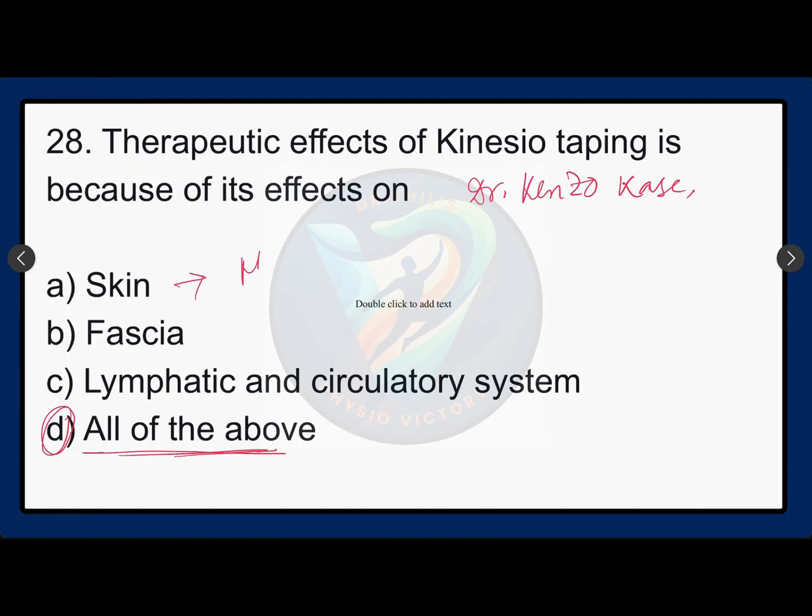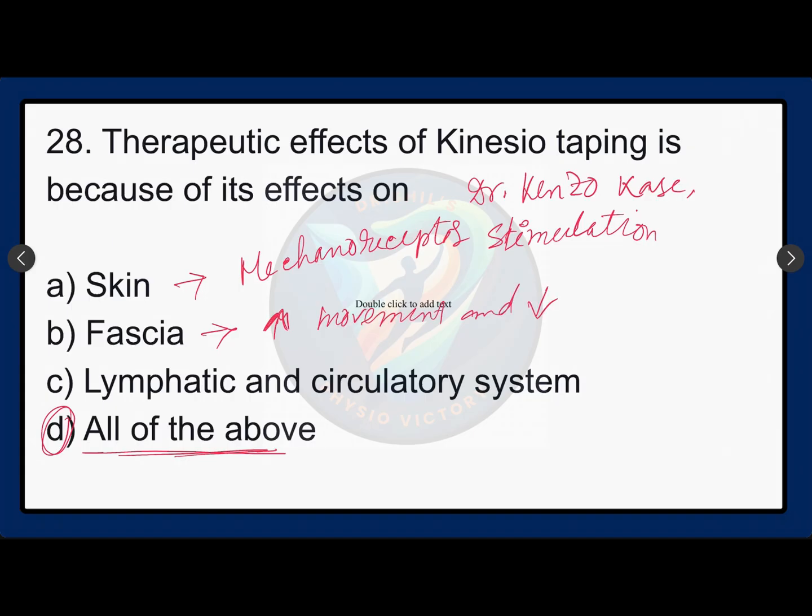Skin basically works as a mechanoreceptor stimulation and helps in pain reduction. Fascia improves movement and reduces tightness, and lymphatics improve microcirculation and reduce edema.